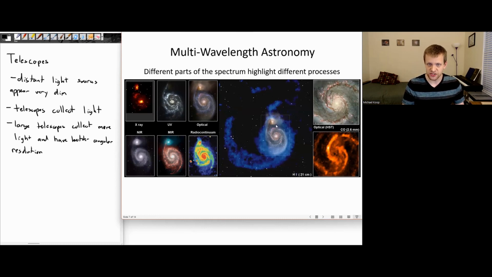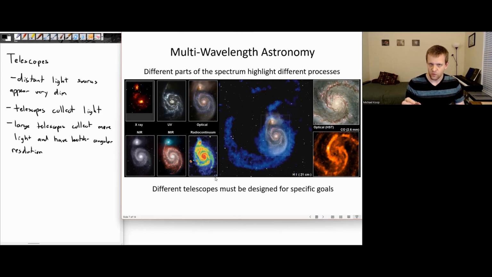This is the same galaxy, looking at it in X-rays, ultraviolet, optical, near-infrared, mid-infrared, the radio continuum. The blue in here is looking at a specific spectral line of atomic hydrogen, molecular hydrogen. This one's looking at some of the spectral lines of carbon monoxide. And again, all of these different parts of the spectrum highlight different physical processes, different elements that are being detected in these sorts of things.